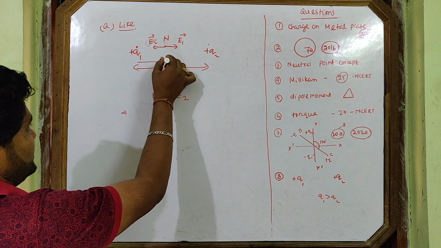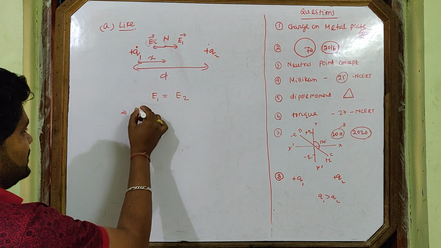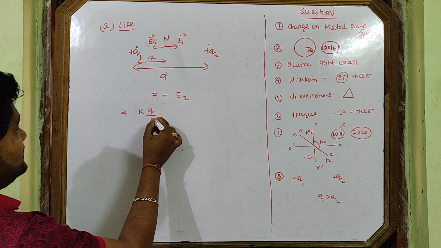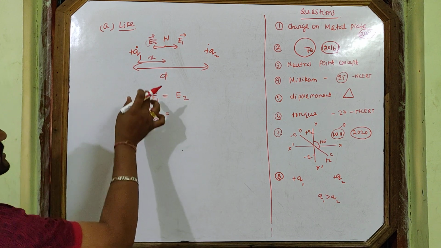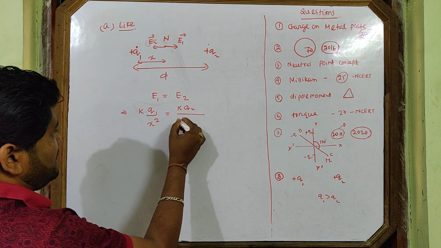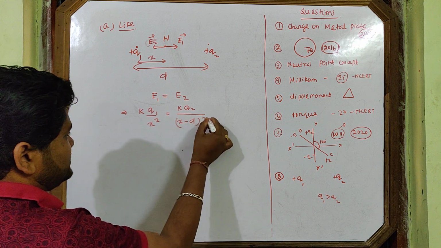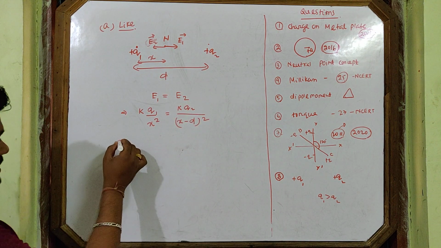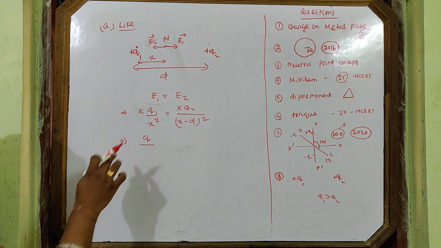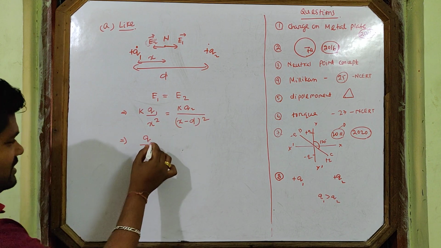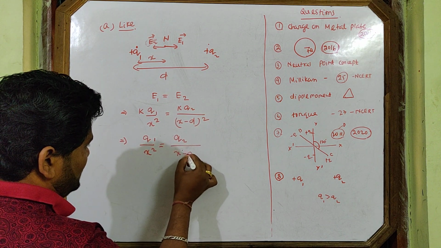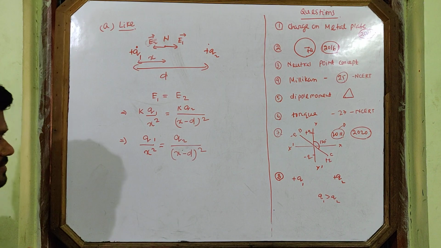Suppose we take this point at distance x. So k q1 by x square is the electric field of q1, and k q2 by (x minus d) square is the electric field of q2. Clear? So k cancels. I just put the expression of electric field due to a point charge, kq by x square. So q1 by x square equals q2 by (x minus d) square.